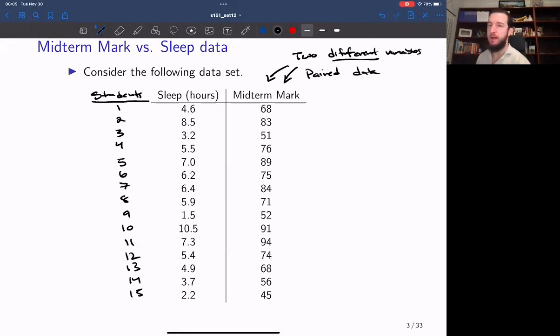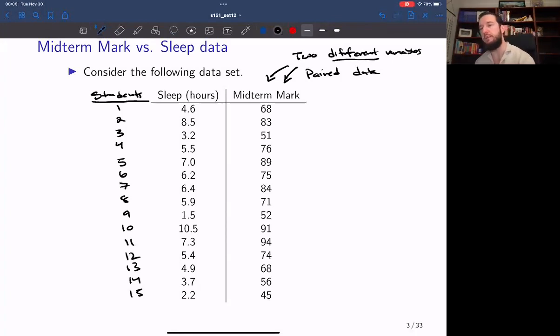But we still have paired data. So the key here is we have paired data the same way that we did when we studied the paired 2-sample t-test, but the variables are different. With the paired t-test, you have the same variable being measured on the same observation. With regression analysis, we're typically going to observe paired data, but two different variables, which is what we have here. So we have midterm mark and the number of hours of sleep.